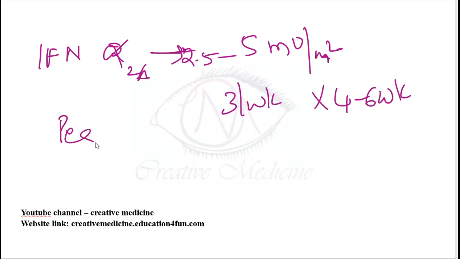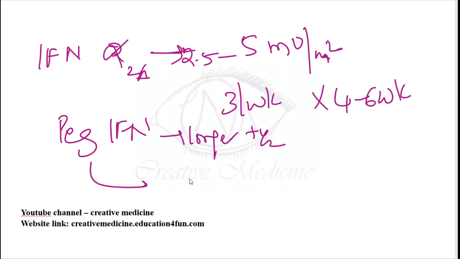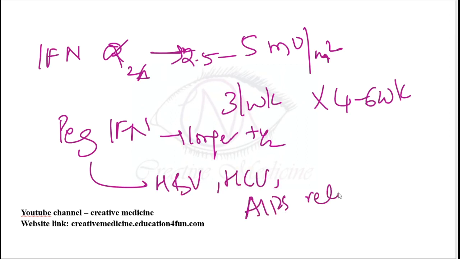Then next important is PEG interferon, which has a longer half-life. It is used in hepatitis B virus, hepatitis C virus, and also in AIDS-related Kaposi's sarcoma. So first we have interferon alpha 2A, 2.5 to 5 million units per meter square thrice per week for 4 to 6 weeks, whereas PEG interferon has a longer half-life.